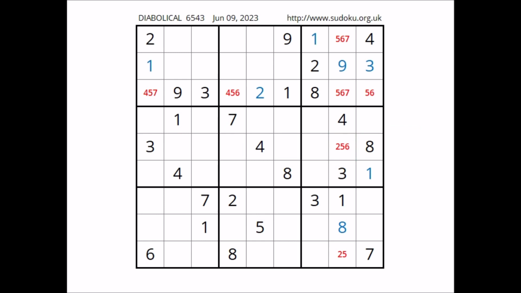Okay, what else? Let's see, take a look, number 1 in this sector, 1 in this row, 1 in this row, in this sector 1 has to be in one of these 2 places, but 1 cannot be here, 1 in this column, 1 in this place.